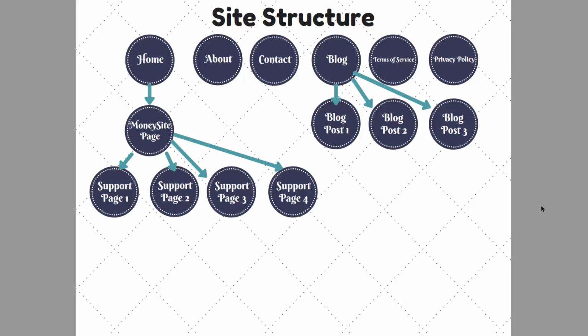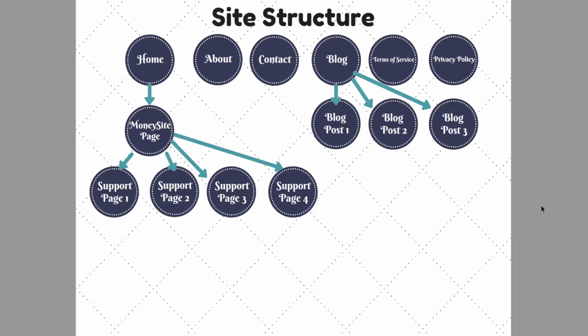So these arrows are actually links. Okay, and then from the home page, you'll be linking to your money site pages. Your money site pages are the pages that you want to rank, along with your main home page, which is your domain name. So you can have more than one money site page. This is just an example here. So let's say I have 3 keywords that I want to rank for in this particular niche, then I would have 3 money site pages.